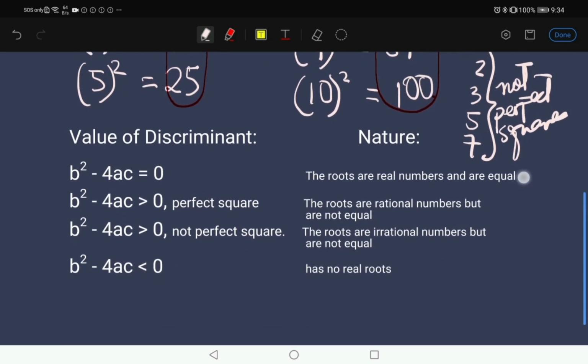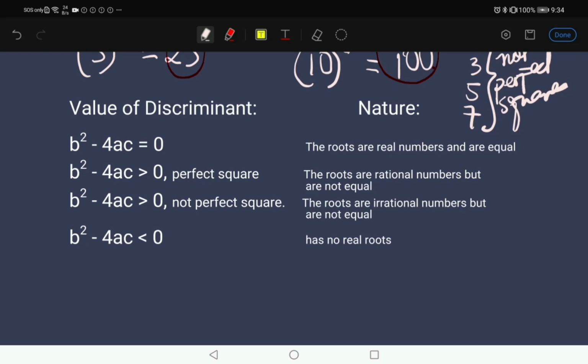So, ito sa value of discriminant. Value of discriminant and nature. So, atong isolve unya sa mga problem is kani siyang b squared minus 4ac. Kung ma-equal gani sa 0, ang isuwat nimo nga nature, mao ni siya, the roots are real numbers and are equal.